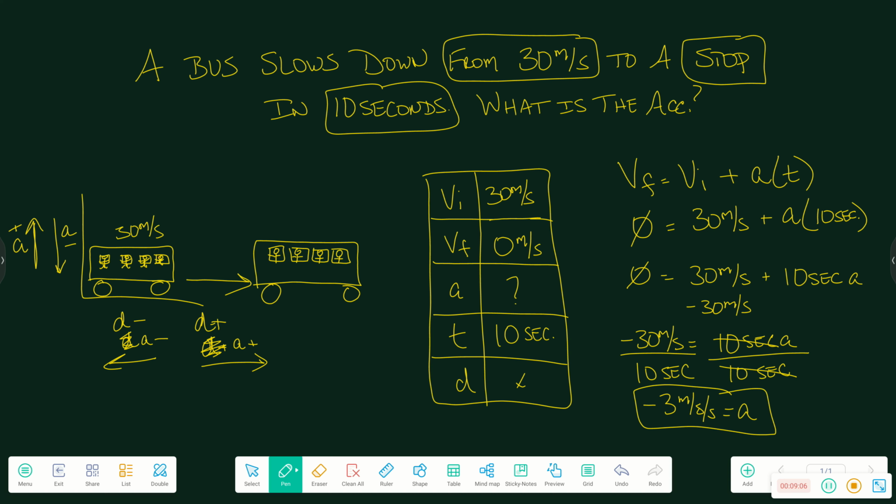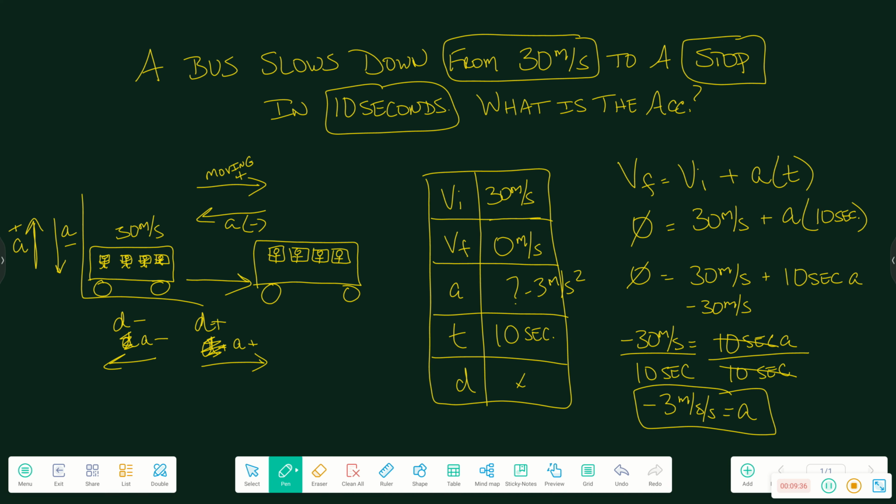Does that make sense? In the video yesterday, we talked about it. If the bus is moving in a positive direction, so the bus is moving this way, if it's slowing down, the acceleration has to be moving against it. And if it's moving in a positive direction, the acceleration has to be negative. So this answer makes sense, and it's negative 3 meters per second squared.